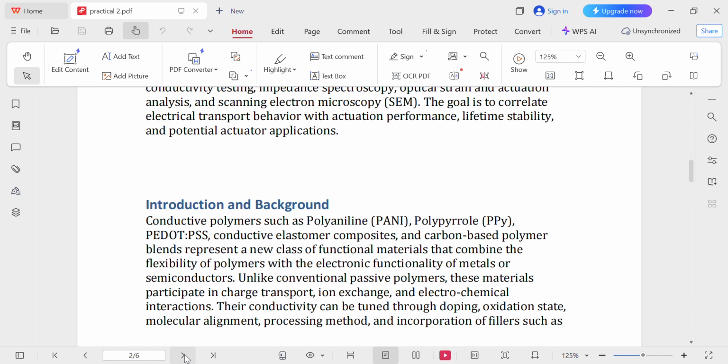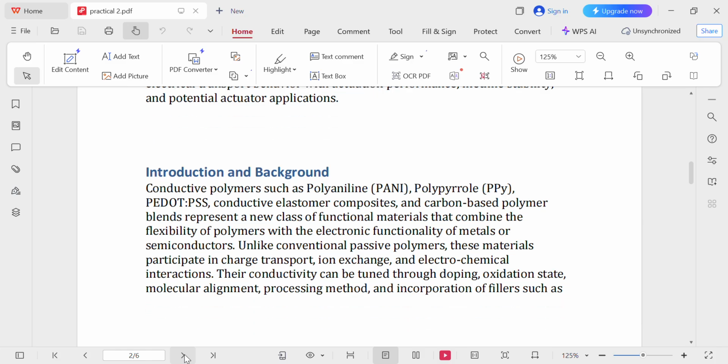Next is the introduction and background. Conductive polymers such as polyaniline, polypyrrole, PEDOT:PSS, conductive elastomers, composites, and carbon-based polymer blends represent a new class of functional materials that combine the flexibility of polymers with the electrical functionality of metals and semiconductors. Conductive polymers like polyaniline, polypyrrole, and polystyrene sulfonate are special materials that are soft and flexible like plastic but can conduct electricity like metals and semiconductors.